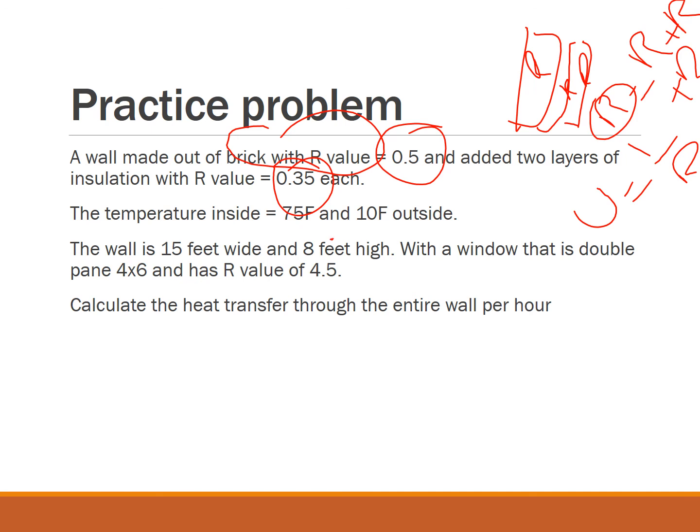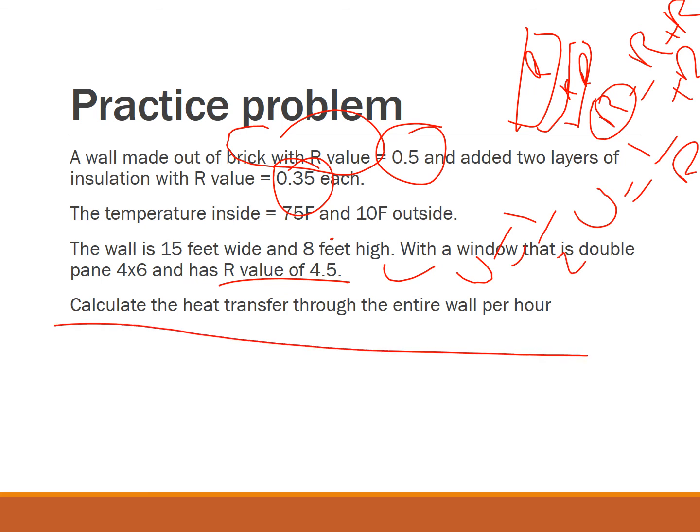You have the temperature difference, and you have the wall size and the R value for the window, from which you can also get your U factor. And I want you to calculate the heat loss through the entire wall. And I promise this is going to be as complicated as it gets for this course. So look through the book and try to practice this a little bit.